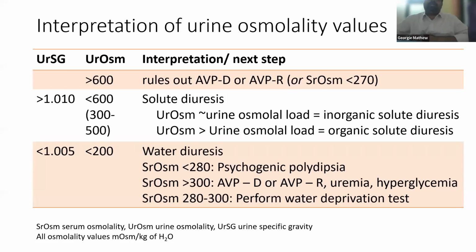However, if the urine osmolarity is very low, it is usually water diuresis. During water diuresis, if you look at the serum osmolarity concomitantly and there is hypernatremia, then usually the diagnosis is AVP deficiency or AVP resistance.